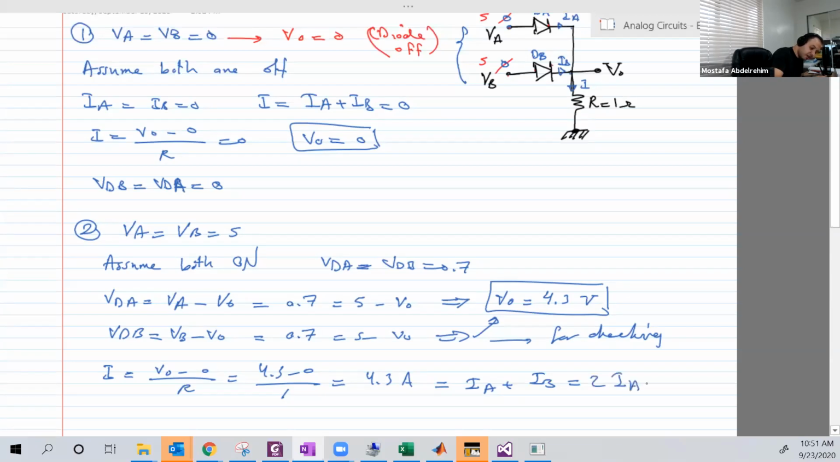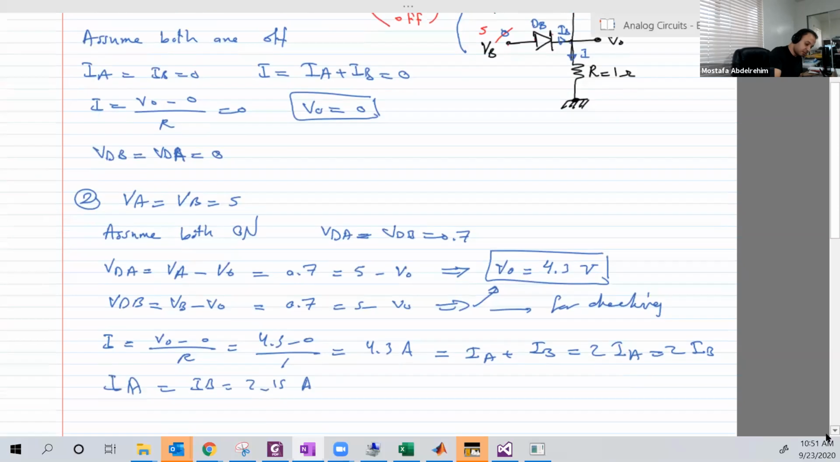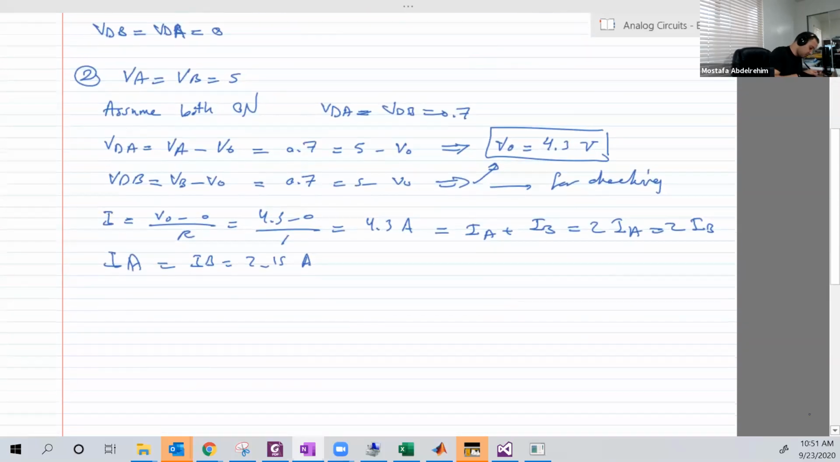2IA equal to 2IB. So IA equal to IB equal to 2.15 amps. Positive. Okay, so the assumption is correct. Let's do number 3 now.